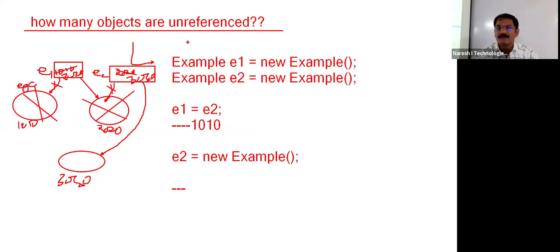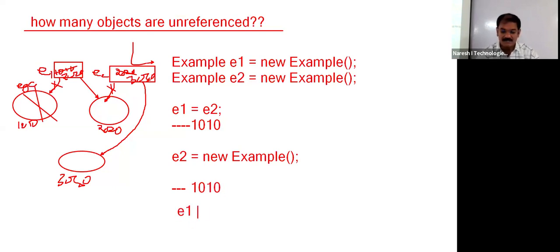When is an object eligible for garbage collection? If it is fully unreferenced, meaning no variable points to that object. Presently, it is pointed to by E1. Then is it eligible for garbage collection? No. Then totally how many objects are created? 3. How many are eligible for garbage collection? Only 1. What is that? 10 10 only. The 20 20 object is not eligible for garbage collection.